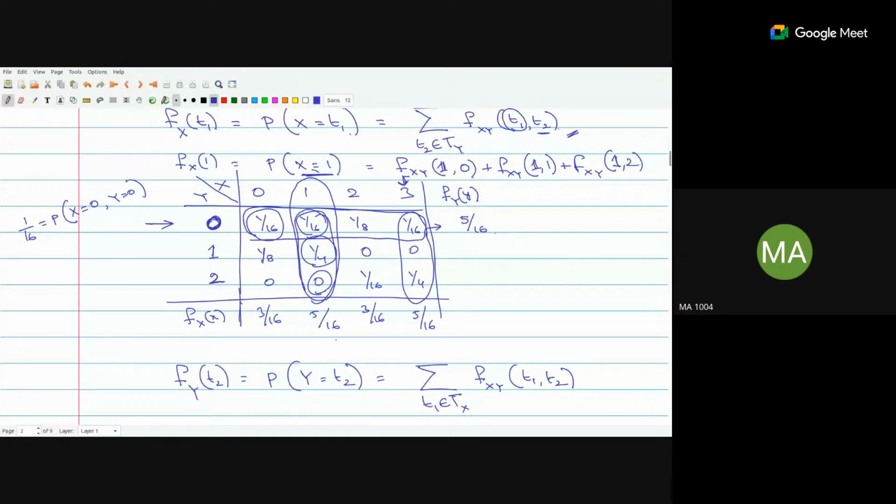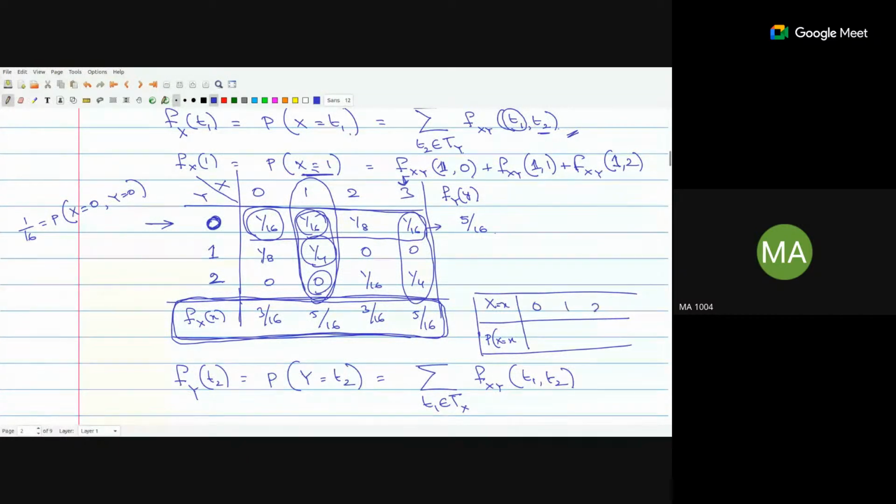Similarly, this is the marginal distribution of x, or the individual PMF of x. Now you can see it satisfies all the probability mass function properties. If you add up, you will get 1. Each value in the range has some non-zero probability: 3 by 16, 5 by 16, 3 by 16 and 5 by 16. So you can write down the distribution of x. The distribution of x will be x, and the probability that X is equal to x.